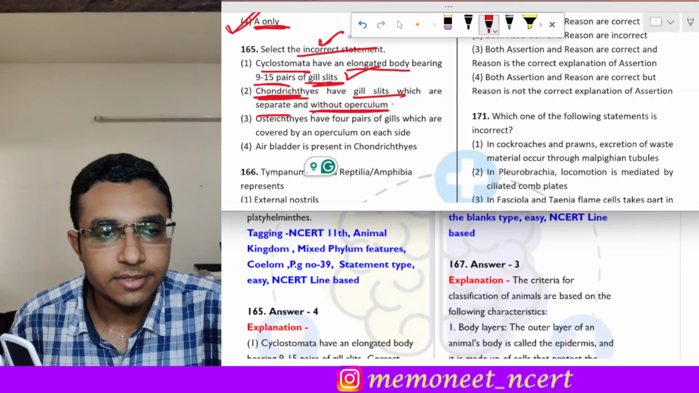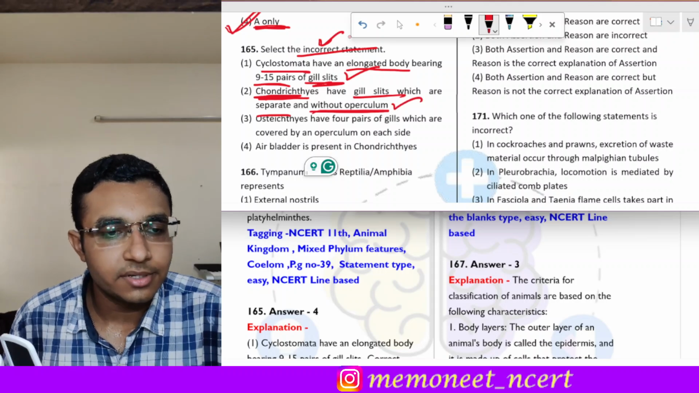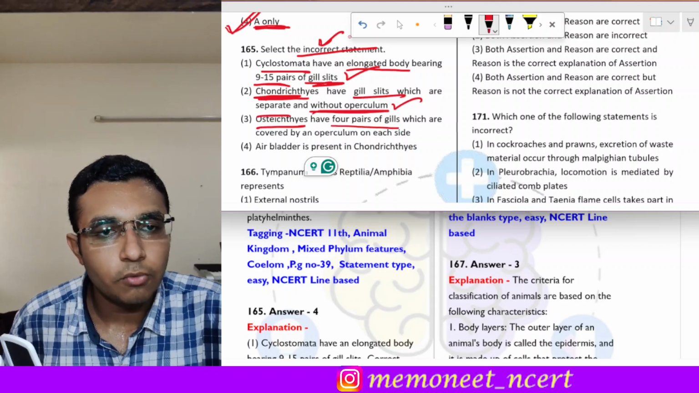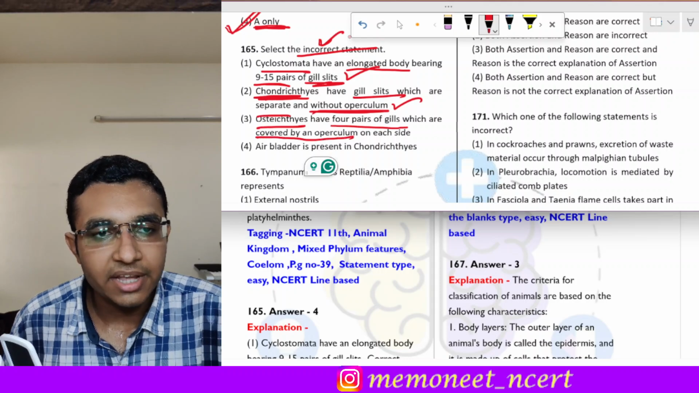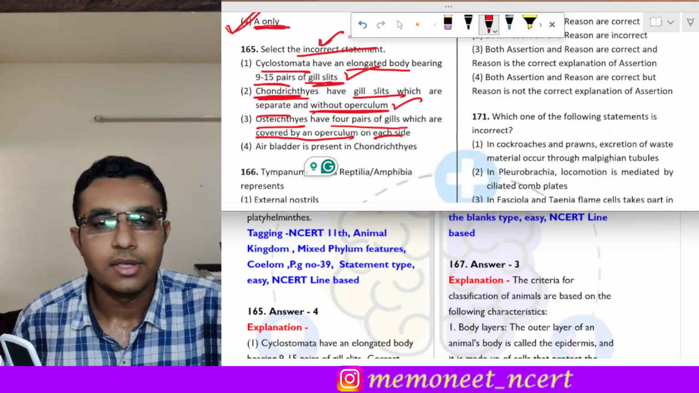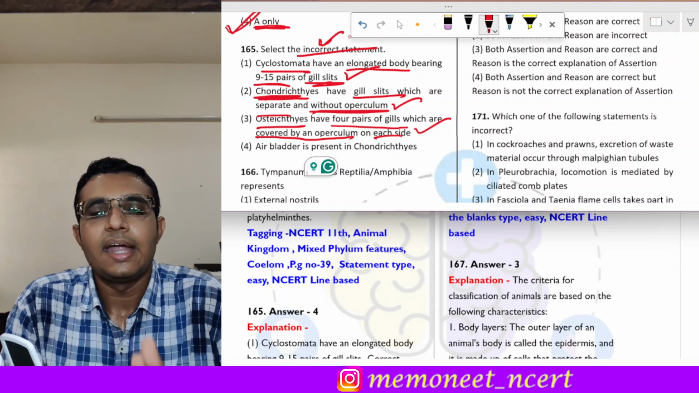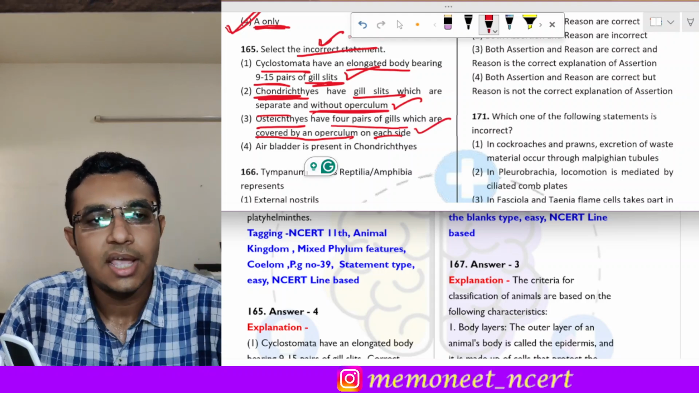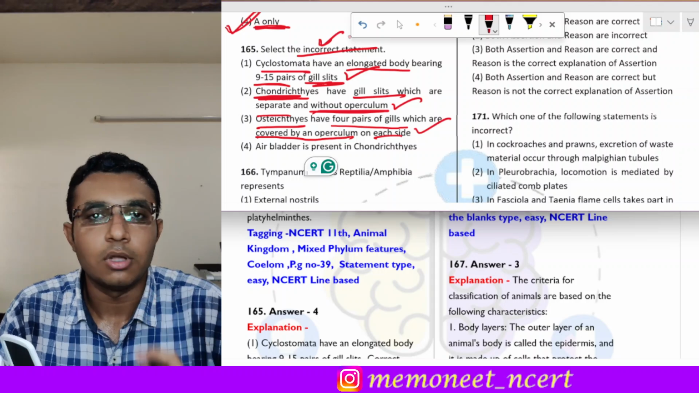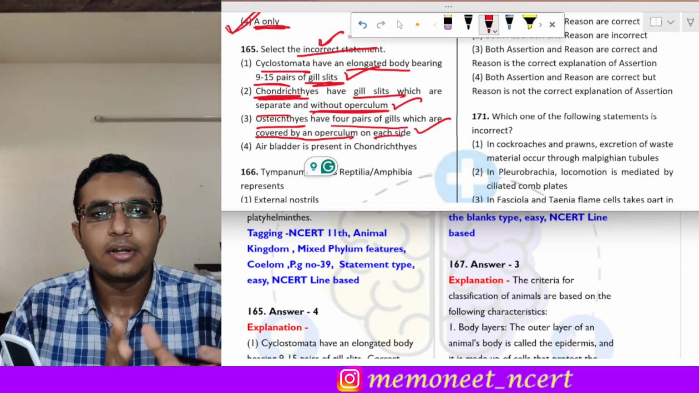So this statement is also correct. The third statement is, osteichthyes have 4 pairs of gills which are covered by an operculum on each side. So yes, this statement is also correct. Osteichthyes are bony fishes and they have 4 pairs of gills covered by operculum on each side. Now see, you can remember it like this.